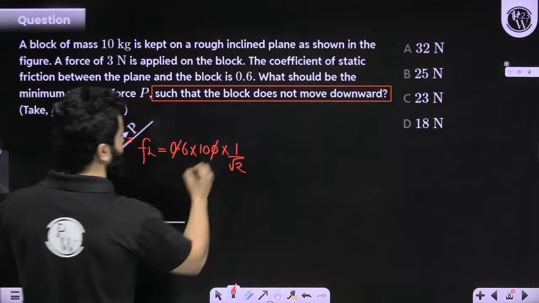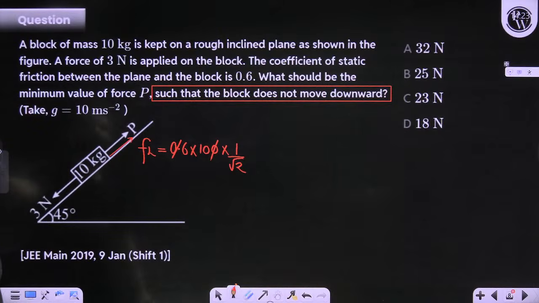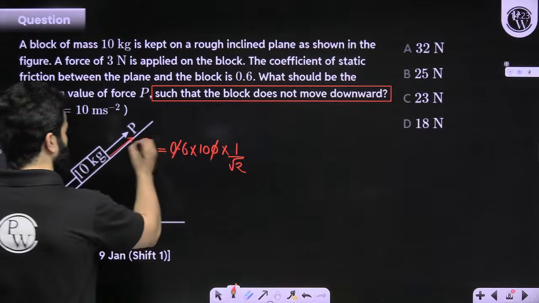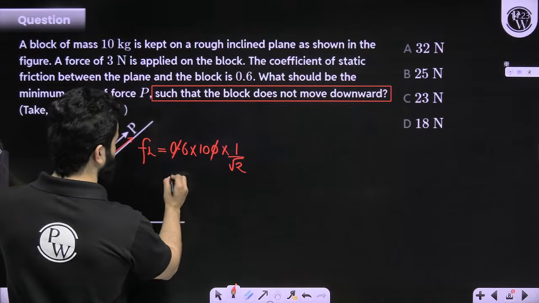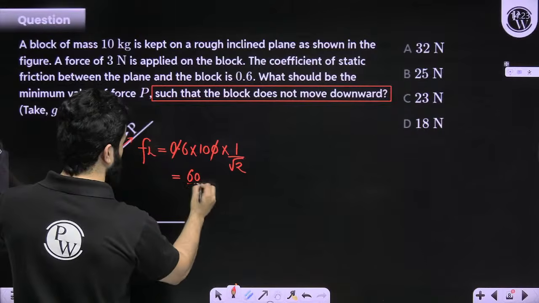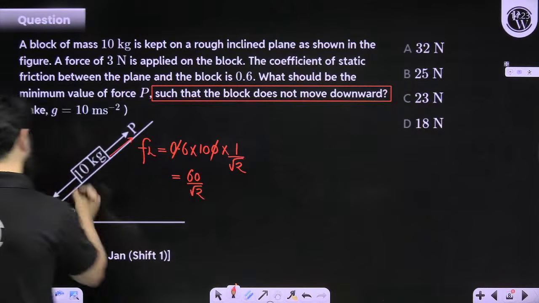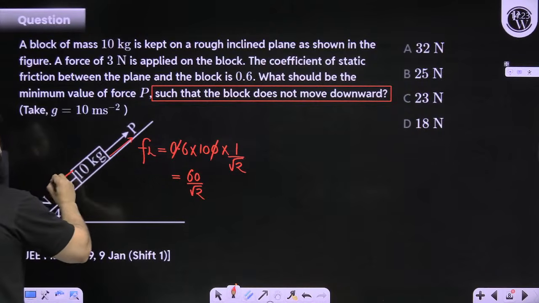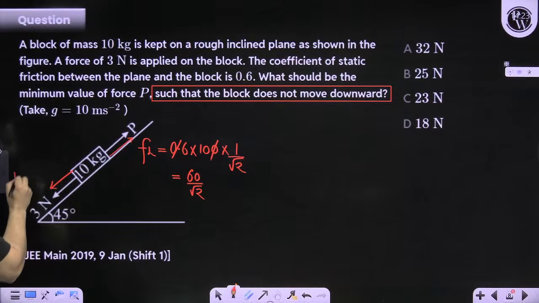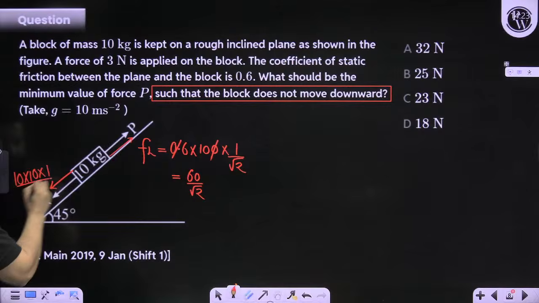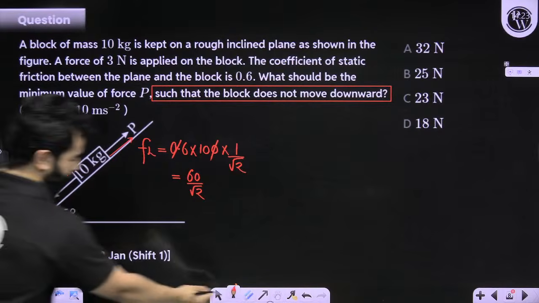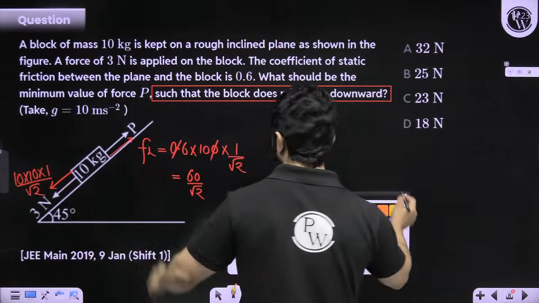That means this is 60, right? This is 60 root 2. This is 3 Newton. We have got one more force acting downwards, which is mg sine theta. Okay. Now let's just equate these two forces.